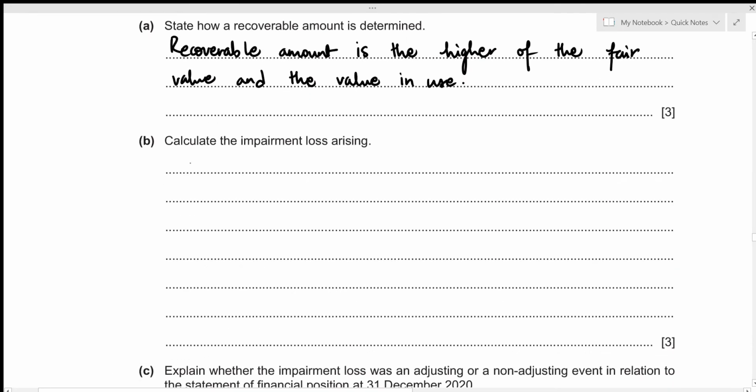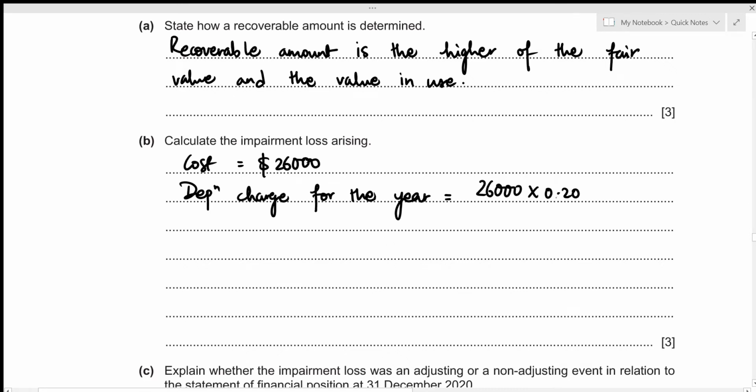Okay, let's figure out the net book value. So we know that the cost of the vehicle is 26,000. Then the depreciation charge for the year is just going to be 20% of the cost, because we are providing depreciation using the straight line method. So that's 26,000 times 20%. But we also know that the depreciation is being charged monthly, and we only used this particular vehicle for 6 months. So we just need the depreciation for the 6 months. In order to do so, we multiply it by 6 and divide by 12, which gives the depreciation charge for the year to be 2,600. Now we can easily figure out the net book value, and the net book value is actually the carrying amount.